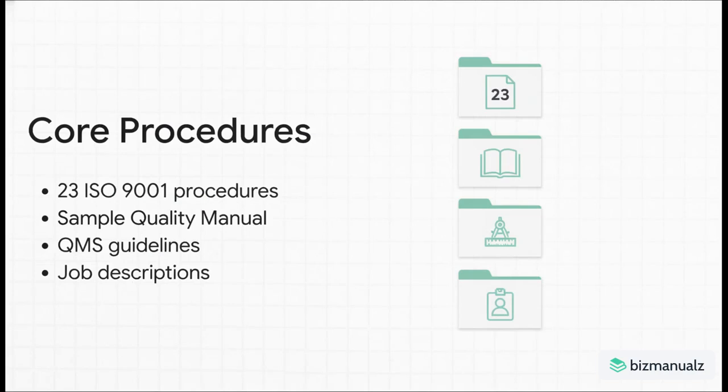So what exactly makes up those 400 pages? Well, here is where the heavy lifting is completely done for you. The manual provides 23 specific, ready-to-use ISO 9001 procedures, and we are talking about fully drafted documents for things like document control, internal audits, and corrective action. You also get a complete sample quality manual, which acts as your foundational blueprint. And on top of all that, it includes detailed job descriptions and step-by-step guidelines to help you develop your own tailored quality management system. You literally don't have to guess what compliance looks like or who is responsible for what. The whole architecture is already built for you.